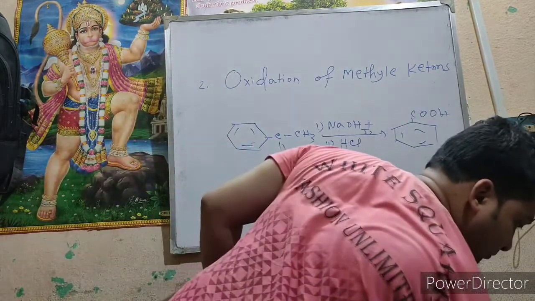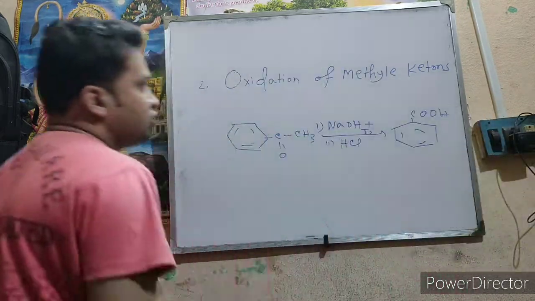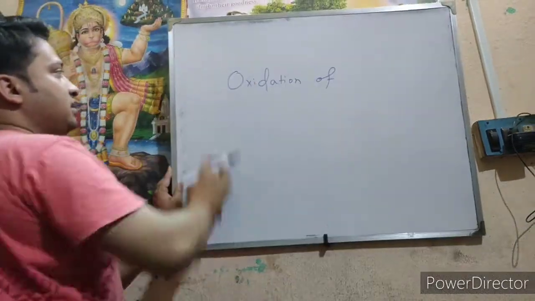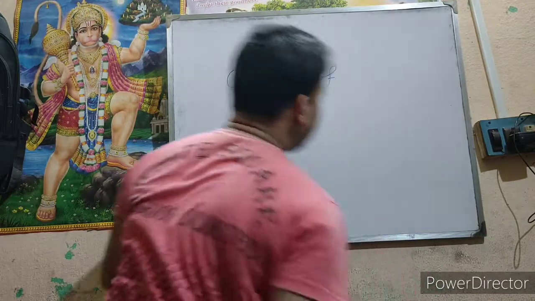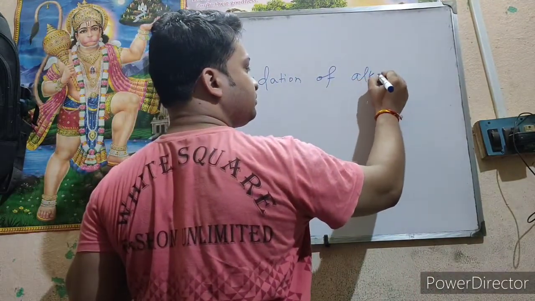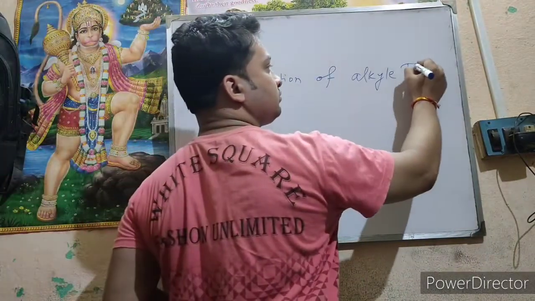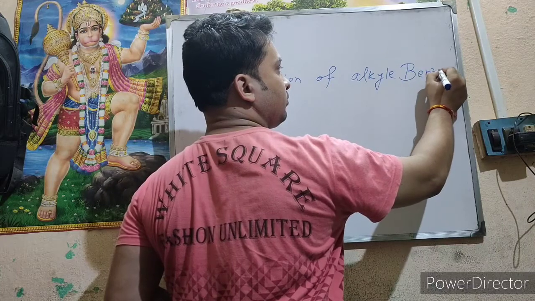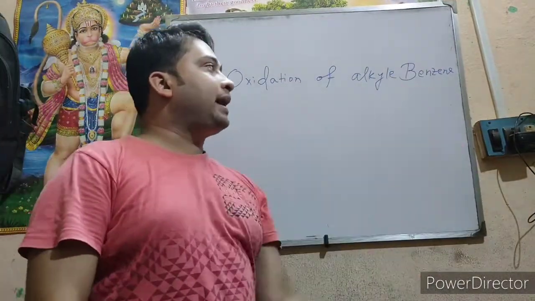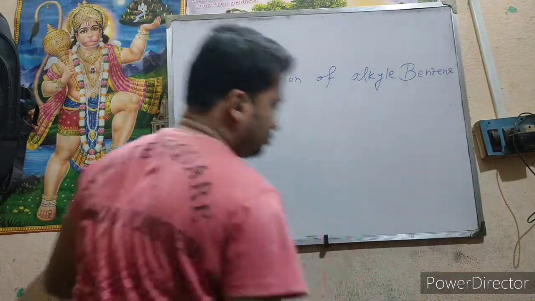Now the next preparation process is oxidation of alkyl benzene. Number 3, oxidation of alkyl benzene. Okay, so the third reaction is oxidation of alkyl benzene. So for alkyl benzene, you take toluene.